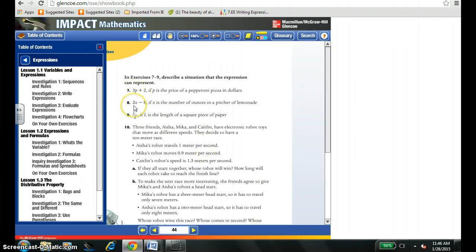For 7 and 8, I don't think I had you do 9. For 7 and 8, the book gives you an expression. It says P is the price of pepperoni pizza in dollars. So come up with something. If P is the cost of a pepperoni pizza, what's a situation that would be 3P plus 2? If X is the number of ounces in a pitcher of lemonade, what will be the situation of twice those ounces minus 8? Remember, that 8 means I'm losing some ounces, because that's what X stands for. This 2 means I'm gaining some money, or I have to spend some more money. It's probably more accurate, because it's dollars.